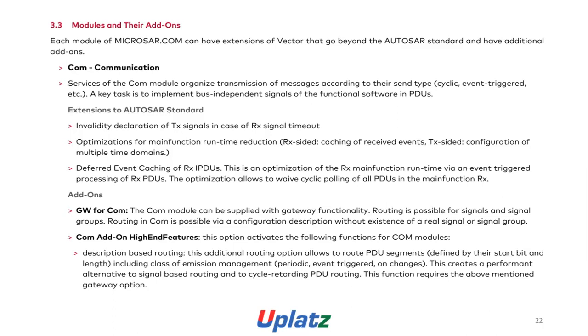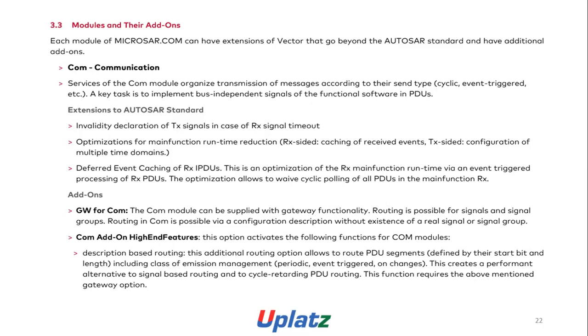Gateway for COM: the COM module can be supplied with gateway functionality. Routing is possible for signals and signal groups. Routing in COM is possible via configuration without existence of a real signal or signal group.